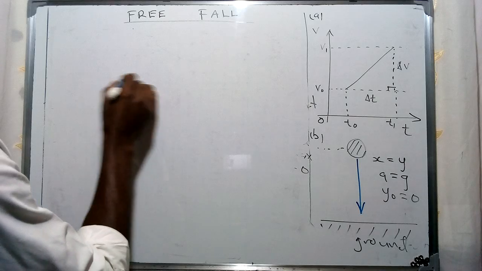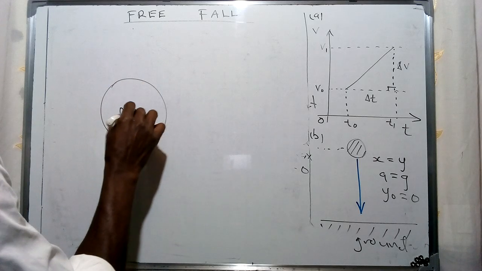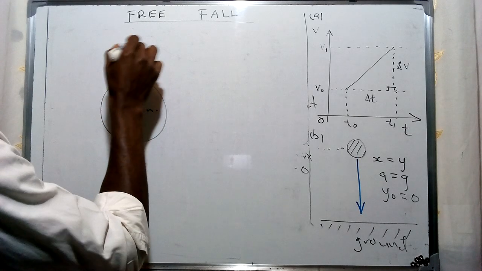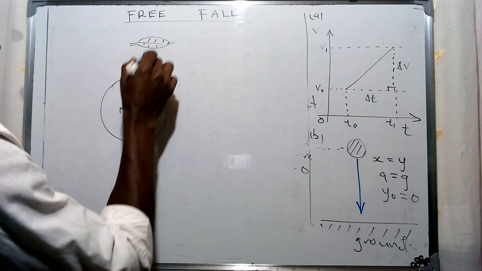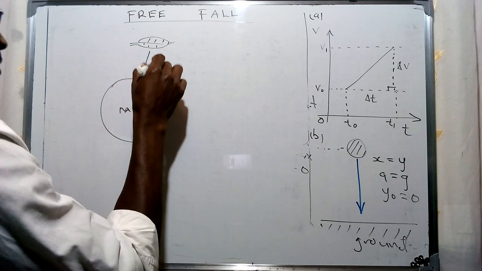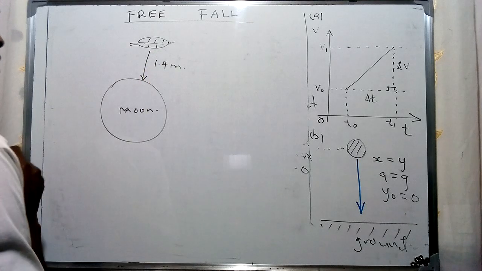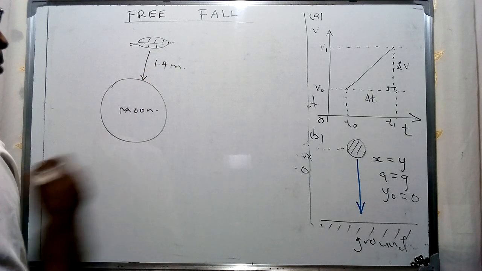So perhaps I can give this one in terms of an illustration. We're going to have our moon, and this is going to be our feather, which is going to be dropping towards the surface of the moon. And the distance between the feather and the moon is, of course, 1.4 meters.